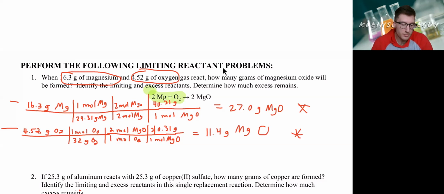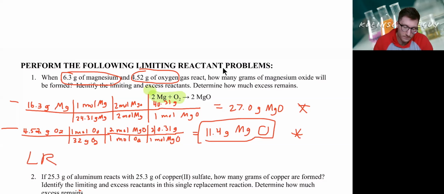When I use 16.3 grams of magnesium, I can produce 27 grams of magnesium oxide. Now, I only have 4.52 grams of oxygen, and that amount of oxygen is only going to allow me to produce 11.4 grams of magnesium oxide. What that tells me is we run out of oxygen before we run out of magnesium. Oxygen is going to be our limiting reactant, LR. That runs out first. That gives us the smallest amount of product between these two values right here.